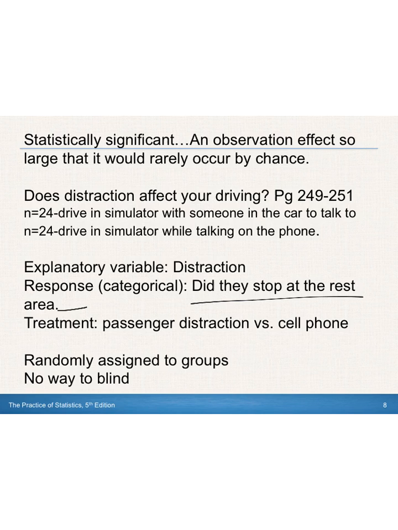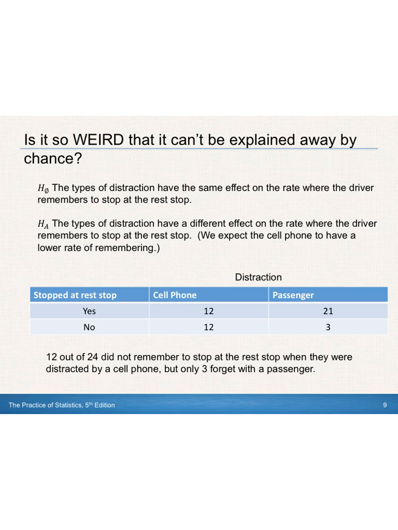And people were randomly assigned to groups, and in this case there's just no way for the design to include blinding. You either know that you have a cell phone that you're talking on, or you have a passenger with you. So there's no way for there to be blinding in this case. So this is what happened. To decide if it's statistically significant, we're basically asking the question, is it so weird that it can't be explained away by chance?